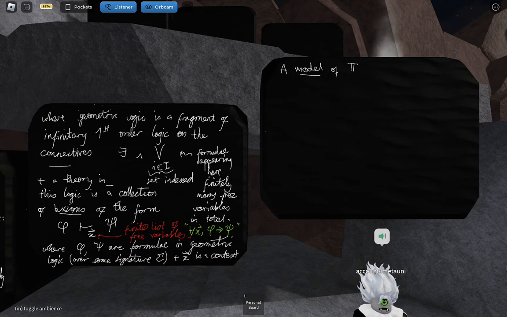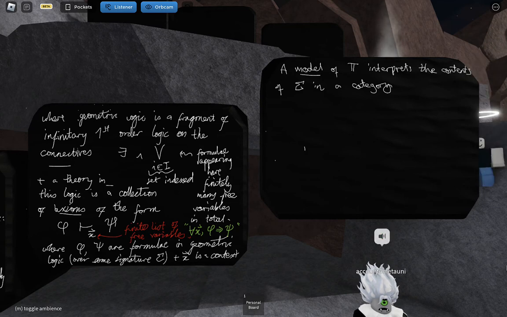Let me give enough detail of what a model looks like. A model of T interprets the contents of sigma. Can anyone hear me? I heard you. Oh, sorry, I wasn't sure. I just want to explain what an interpretation is before I explain how the disjunctions get interpreted. All good. Understood. In E. In E.